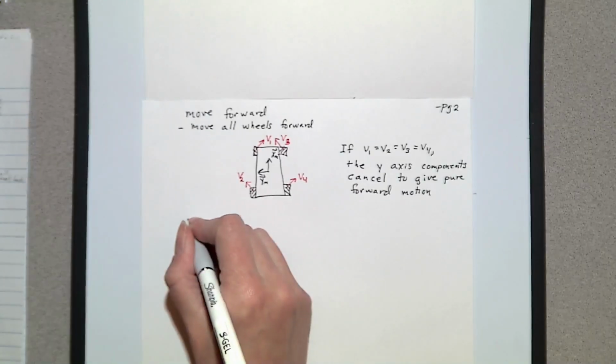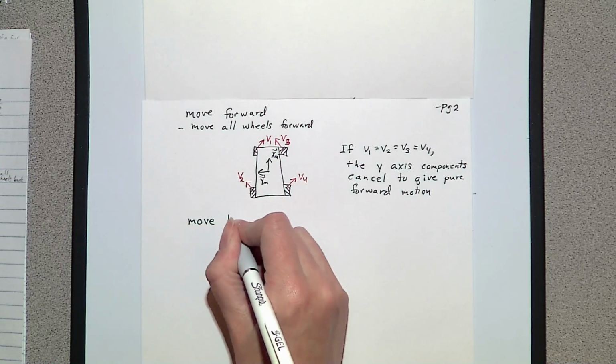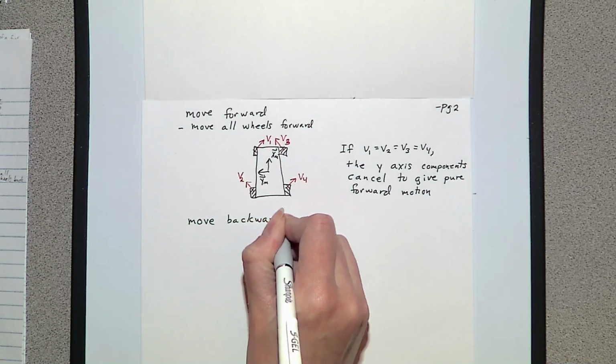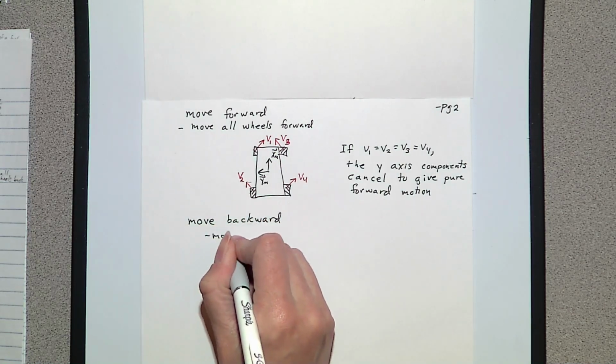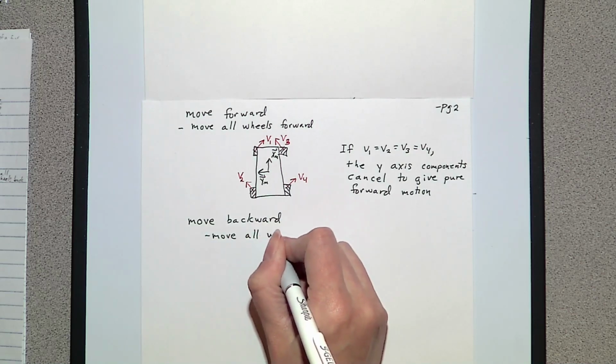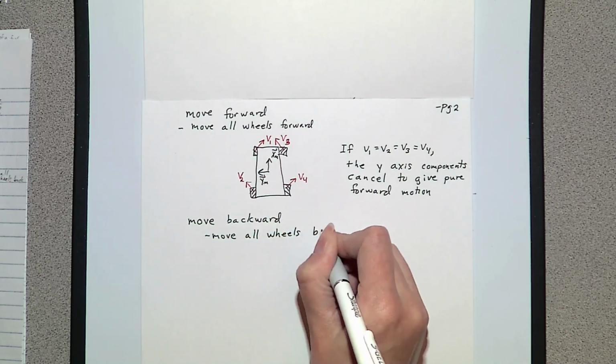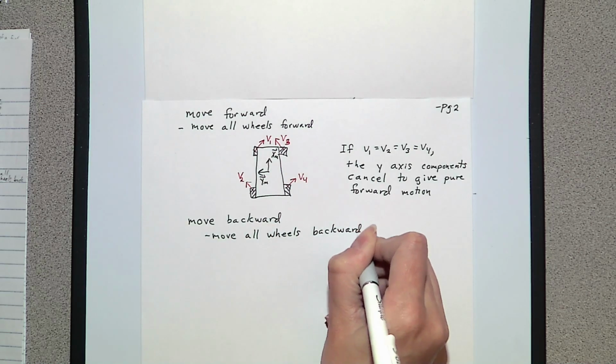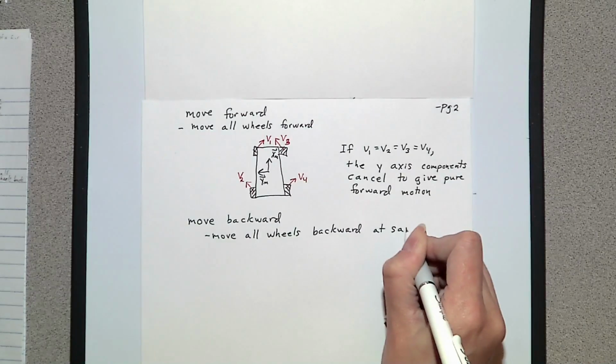And so, like the forward, you can move backward simply by moving all wheels backward at the same speed.